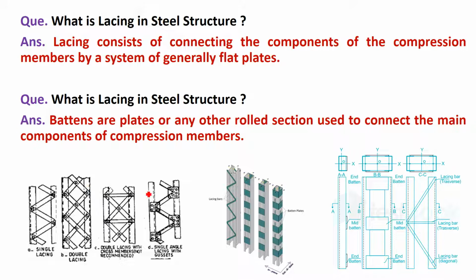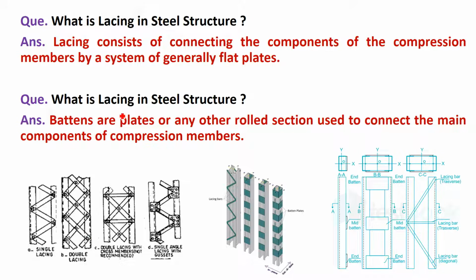Okay. Even in the lacings, you can use the gusset plate at the point where two members are connected. This is called as single angle lacing with gussets. It means instead of connecting only that lacing plate with the compression I section or compression member, you are providing one additional gusset plate to further strengthen that joint. So this is called as single angle lacing with gusset plate. Okay. So there are two types of lacing, single lacing and double lacing. Single lacing means only in one direction, double lacing in two directions.